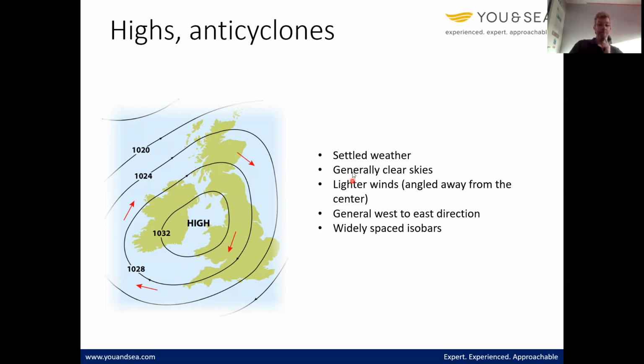So we can summarize these points very nicely. Settled, and it probably will be for about a week. On the whole, reasonably clear skies, but let's not rule out fog and everything that occurs with fog, and I'll talk about that in a later video. The wind is angled away from the center, so it's trying to disperse the wind, which is why we get lighter winds. Again, generally west to east, it'll move in from the Atlantic and sit in the UK for a while, with widely spaced isobars.